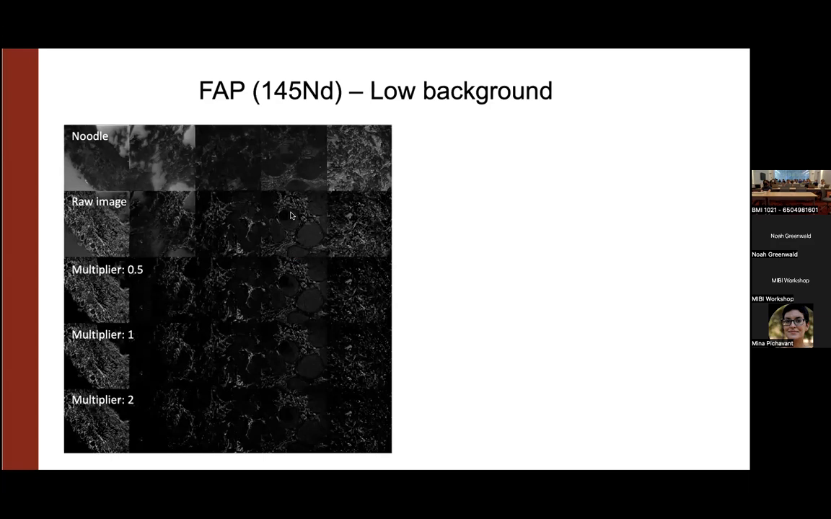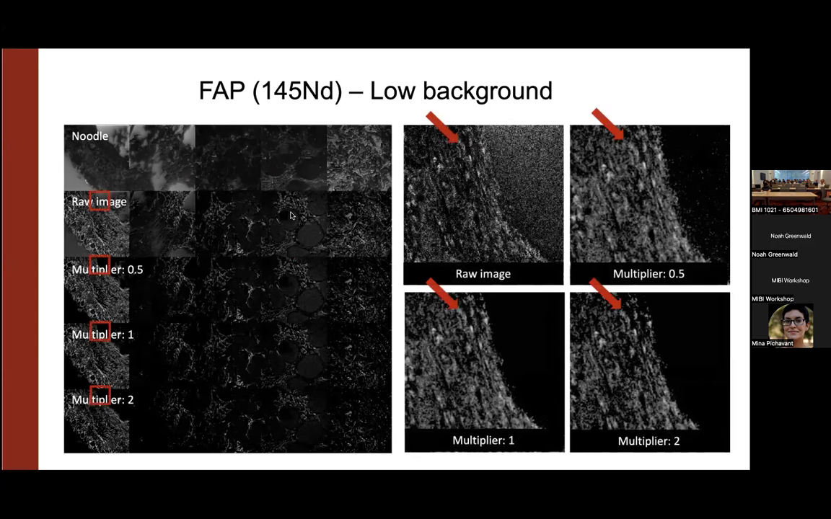The next example I'll show is FAP. This is fibroblast activation protein, which is expressed in the tumor stroma. And again, low to moderate levels of background. When looking at the different multipliers, starting with 0.5, you see a lot of the background signal being removed, but you still see some of the noise that's still there. When you go to a higher multiplier of the Noodle channel, 2, you really start losing some signal. And you can see that with the red arrow pointed to the top left corner of that inset.